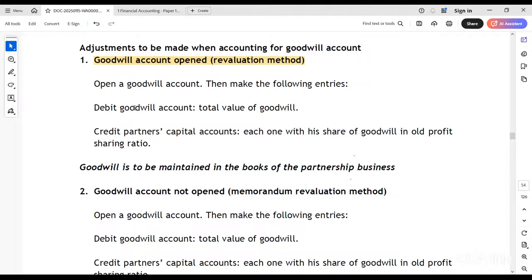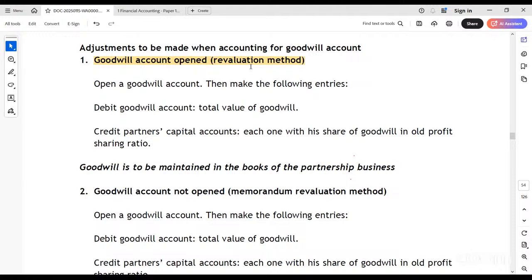We debit the goodwill account with the total value of goodwill, and then we credit the partners' capital accounts, each one with his share of goodwill in the old profit sharing ratios. I've told you that the partners have a share in the goodwill. So to report goodwill, we debit the goodwill account, and then we credit the partners' capital accounts, each one with his share of goodwill according to their ratios.